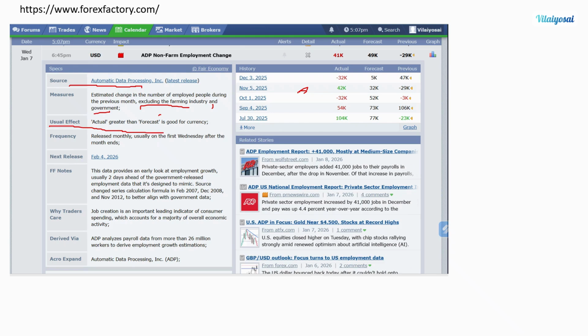Here this one is important for trading: the actual greater than the forecast. The actual, forecast and previous data. It was released 2 days ahead of the government-released employment data. You can see, altogether the ADP analyzes payroll data from more than 26 million workers to derive employment growth estimations. Okay, this is the information you can see in the Forex Factory calendar. Here this one is the main.